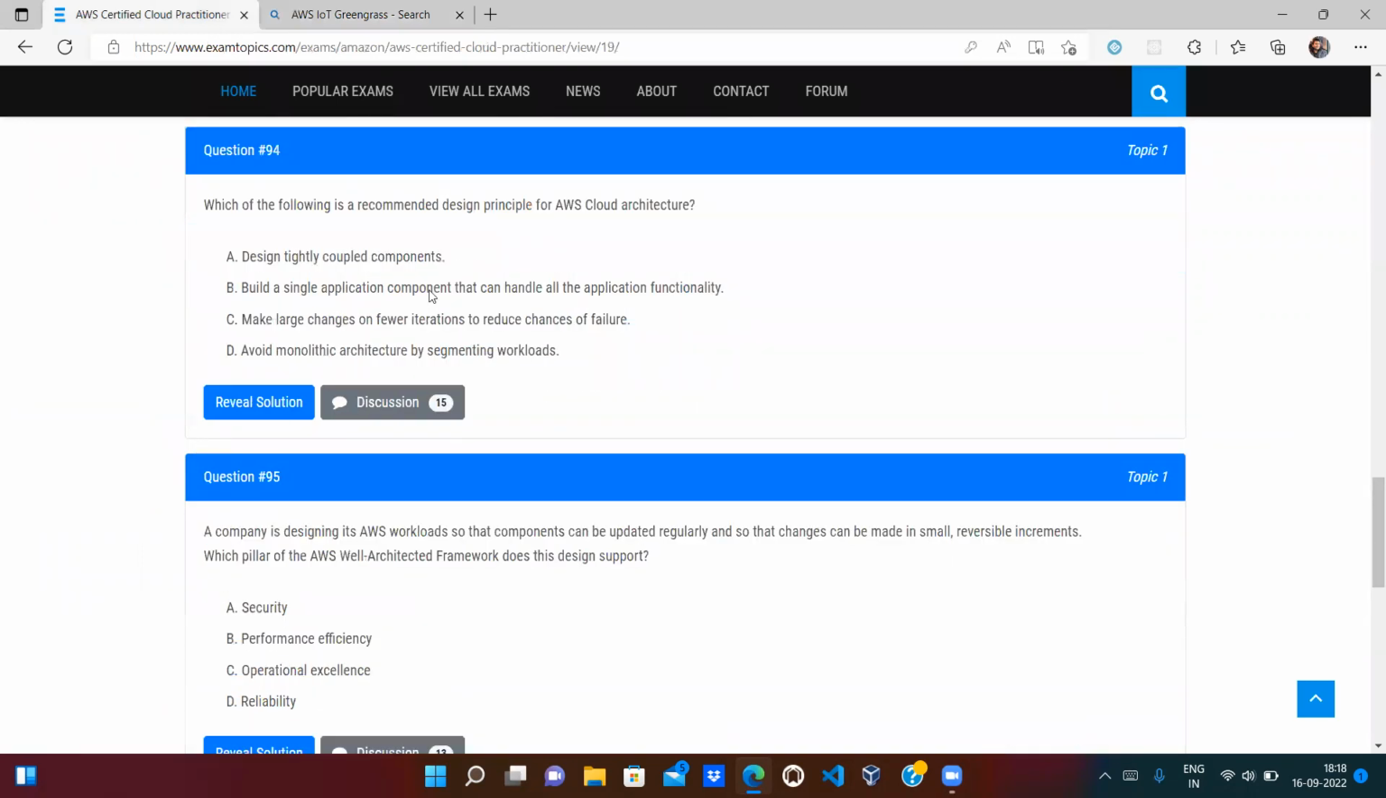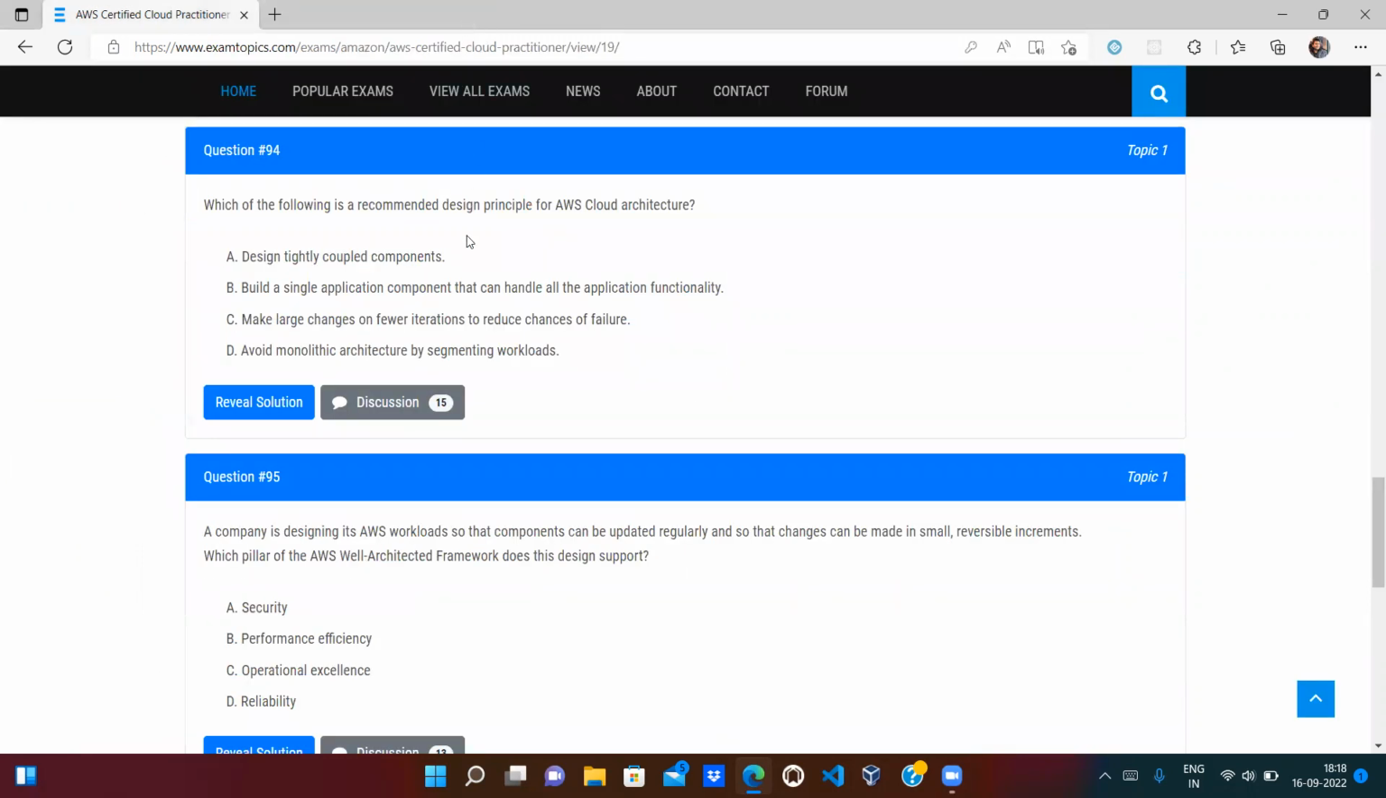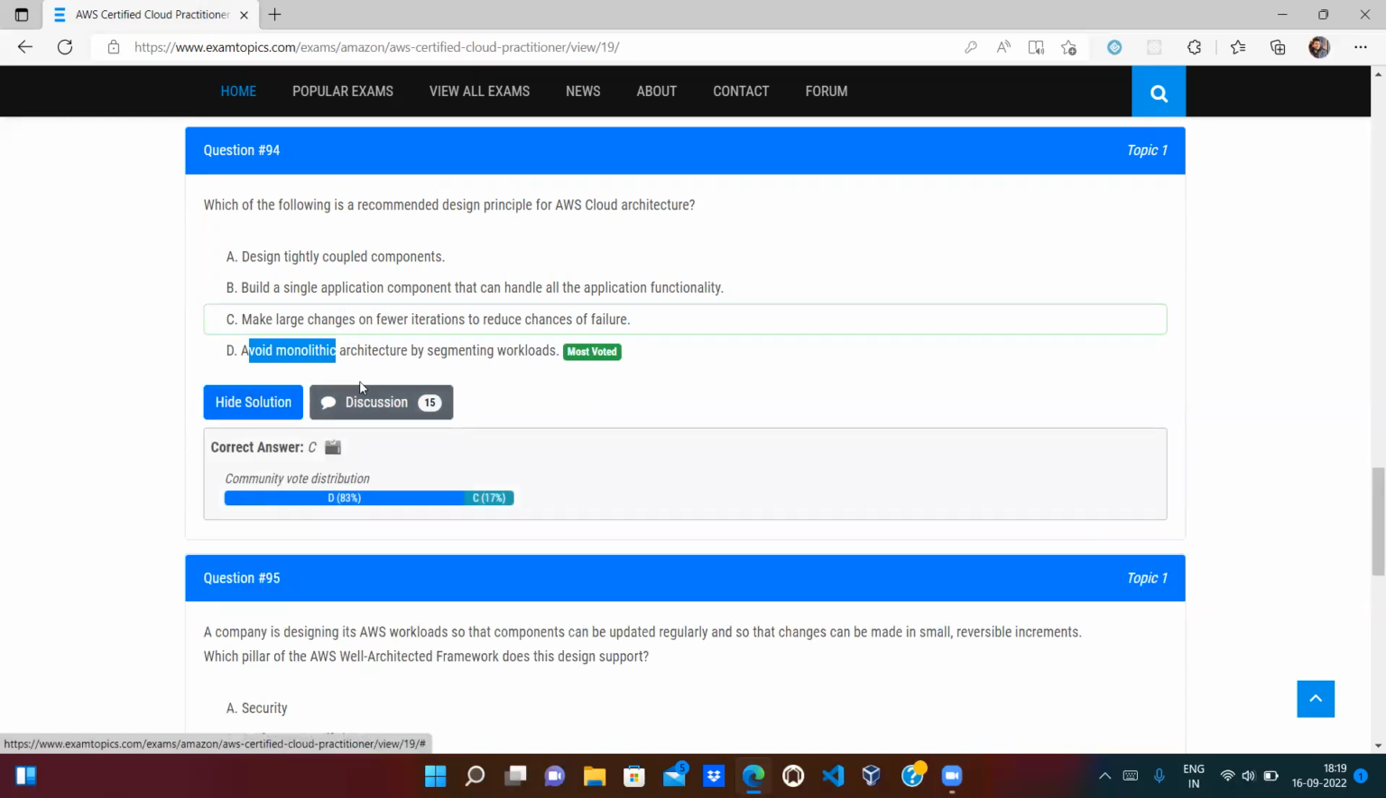Which of the following is a recommended design principle of AWS cloud architecture? If you want to build a microservice or any kind of service, what design should you follow? Design tightly coupled? No, we should be loosely coupled. Build a single application? Totally wrong, we will not create a monolith. Make large changes on fewer iterations? No, always make a few little changes. Avoid monolith? Definitely correct. We should avoid the monolithic service and go with microservices.